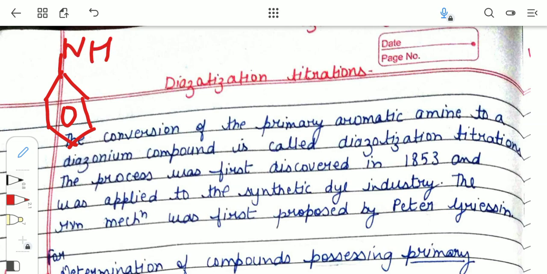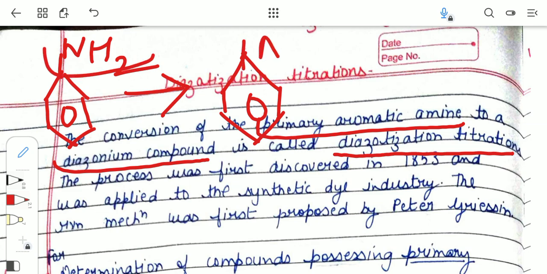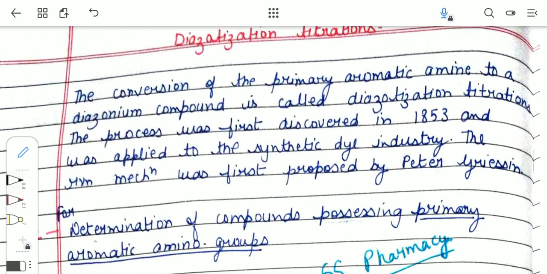So when this primary aromatic amine is converted to a diazonium compound, that kind of titration is known as diazotization titration. In this the aromatic ring remains like that, and instead of NH2 here attaches N2 along with any halide ion. So this is our diazonium compound. So when this primary aromatic amine is converted into this diazonium compound, that kind of titration is known as diazotization titrations. I hope this basic thing is clear to you. Now let us move on further.